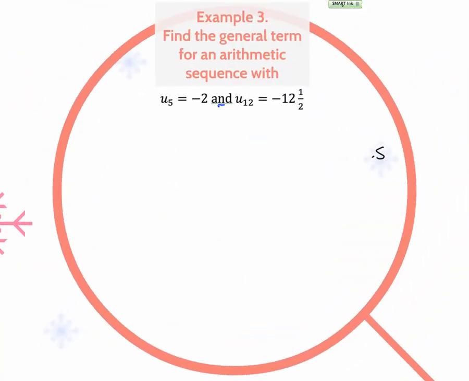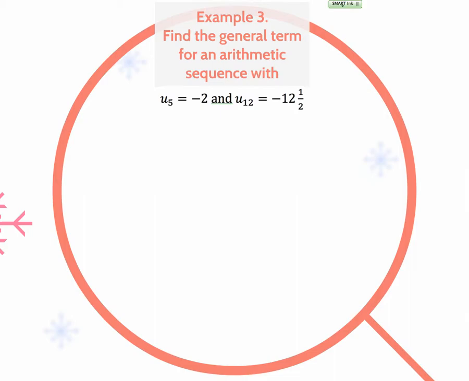Okay, so it's find the general term, but we don't have a list of numbers. Instead, I know u sub 5 equals negative 2, and u sub 12 equals negative 12 and a half. What does u sub 5 mean again? The fifth term, so n is 5. And then u sub 12 means 12th term.